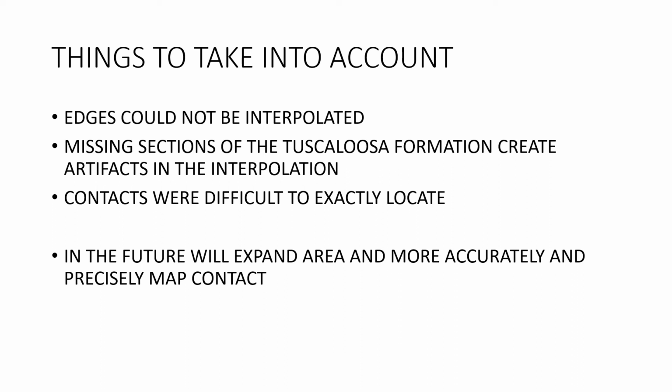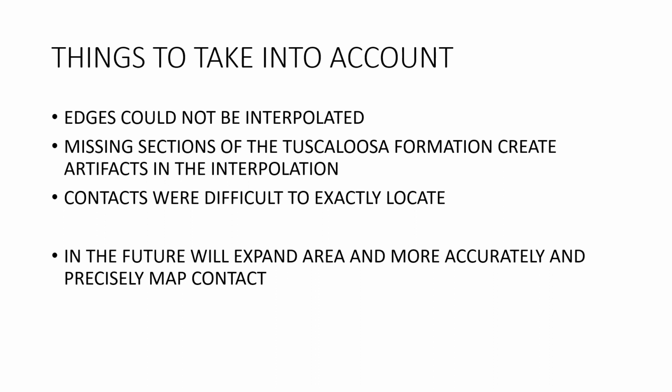Things to take into account. The edges of these can't triangulate out any further, so that affects what you end up getting. And because the Tuscaloosa is not pervasive everywhere, there are certain spots that create some artifacts in the interpolation, I think. And because the contacts, those lines, aren't drawn on there directly, there's some offset on the DEM compared to what was drawn by the Alabama Geological Survey. It was difficult to put the points exactly along those contacts.